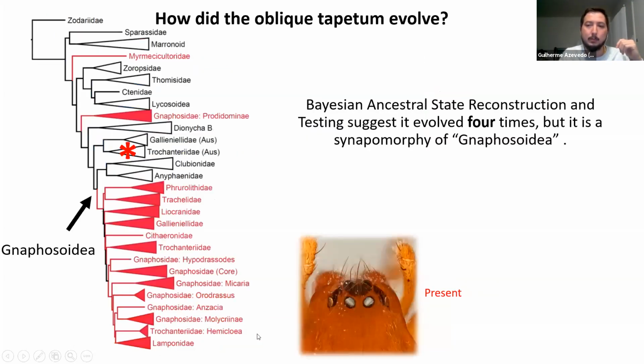The same for the eyes. We can see they evolved convergently in Mimicicultori, here in Prodidomini, but it's a synapomorphy of Gnaphosidae, but also evolved here once inside one Trochanteriidae.